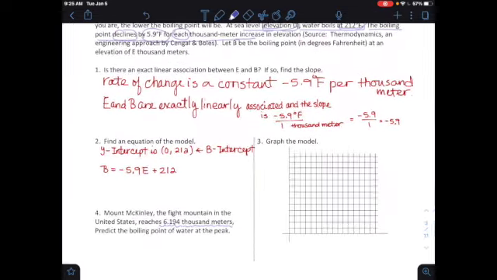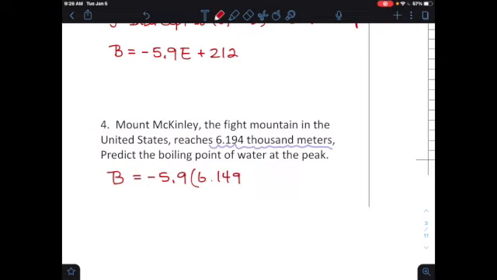All right, so we are going to plug into the equation we have before. Simple as that. So B, that means the boiling point, equals negative 5.9 times 6.194, plus 212. And when you work it out, that's about 175.46 degrees. That means the boiling point at 6.194 thousand meters is at 175.46 degrees. Okay, so that's that.